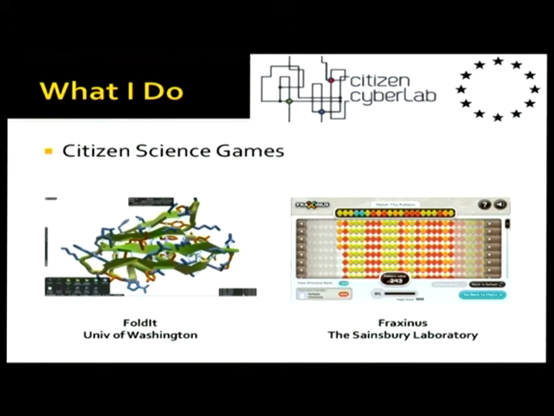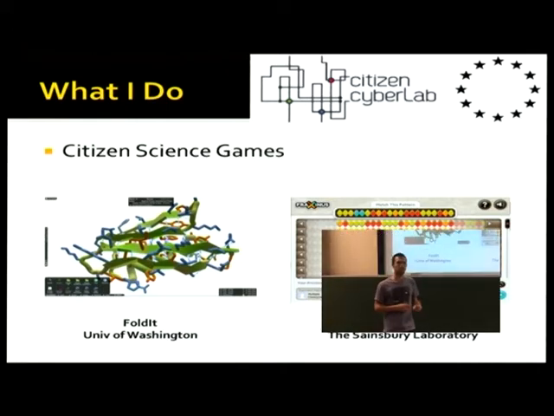And as part of this Citizen Cyber Lab project, which is an EU project that we're working on, I came in when I was first hired. This is the project I came in on, and my boss said that we're trying to make games to allow scientists to create new citizen science games. I'm sorry, we're trying to make a platform to create new citizen science games.